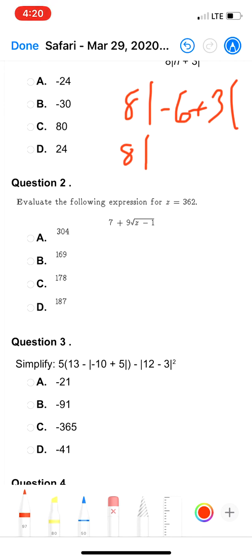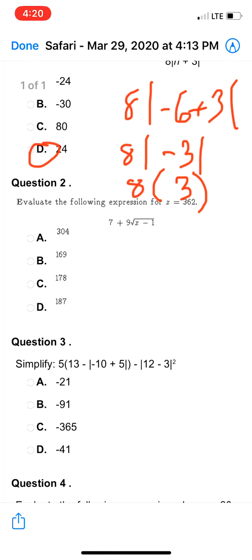So -6 plus 3 is -3. And the absolute value of -3 is +3. So once you take away the absolute value, I'm changing that to parentheses. So once we find the absolute value of -3, which is +3, I'm going to put it into parentheses. So we took away the absolute value now. And then 8 times 3 is 24.